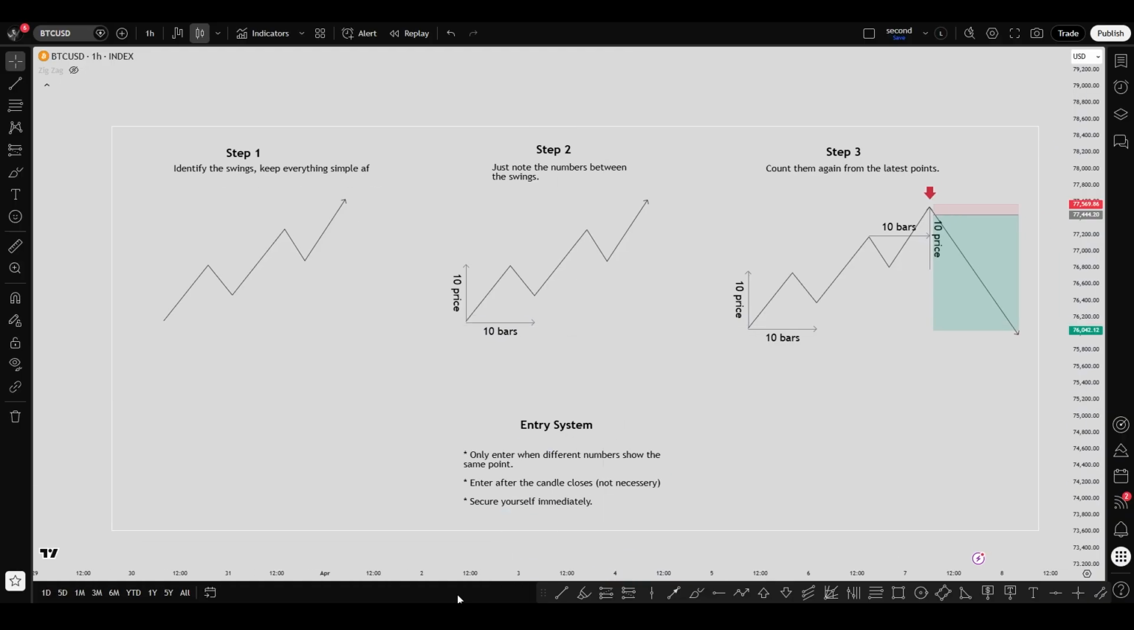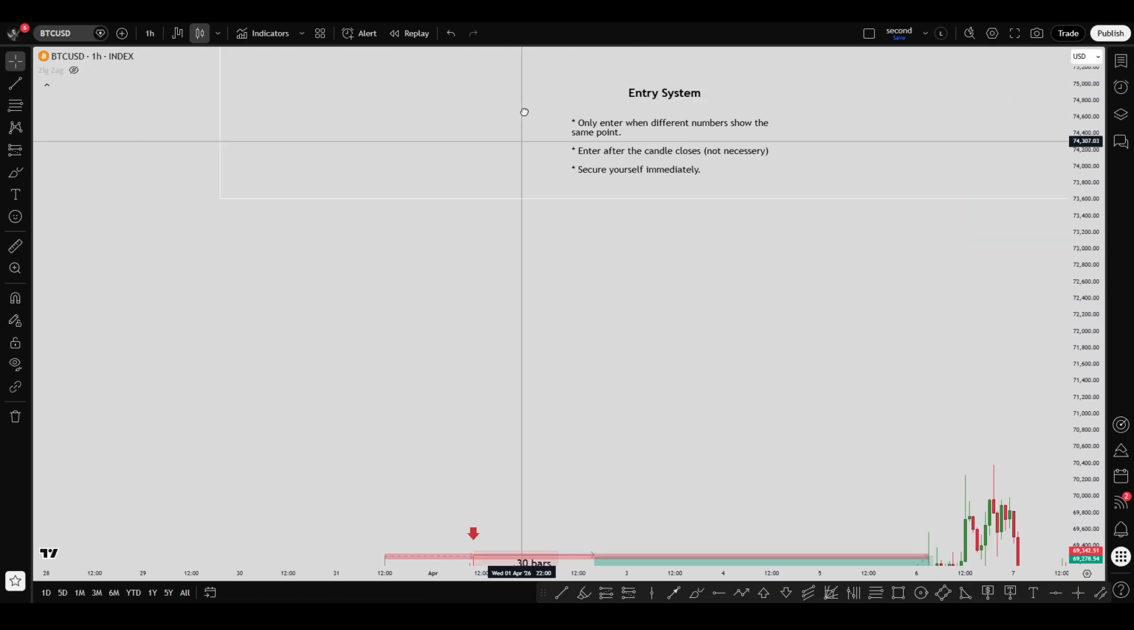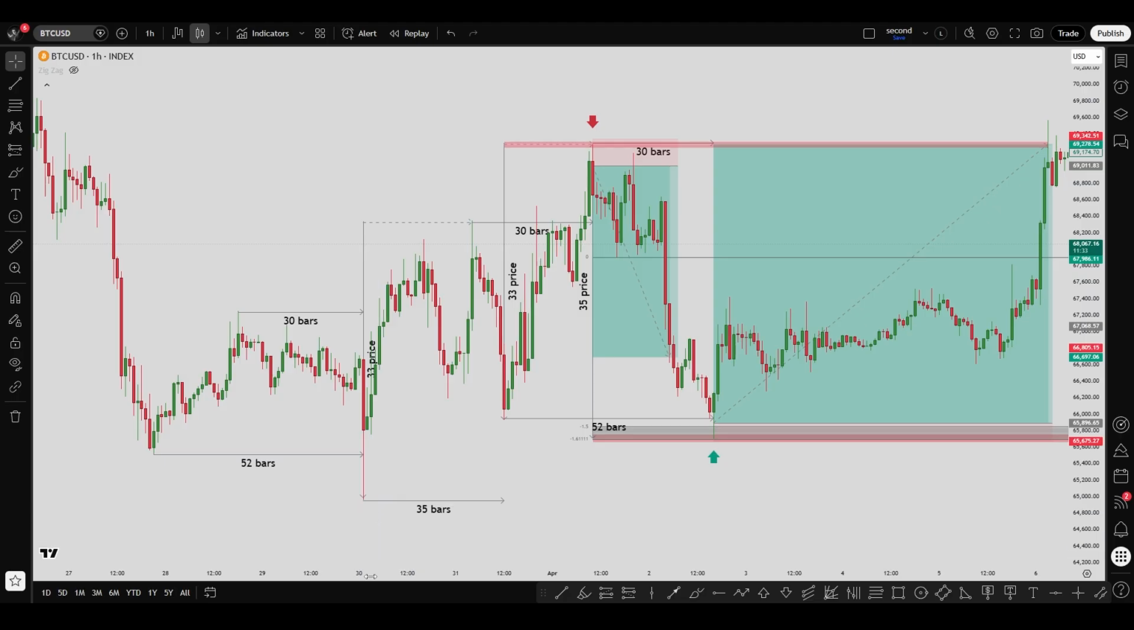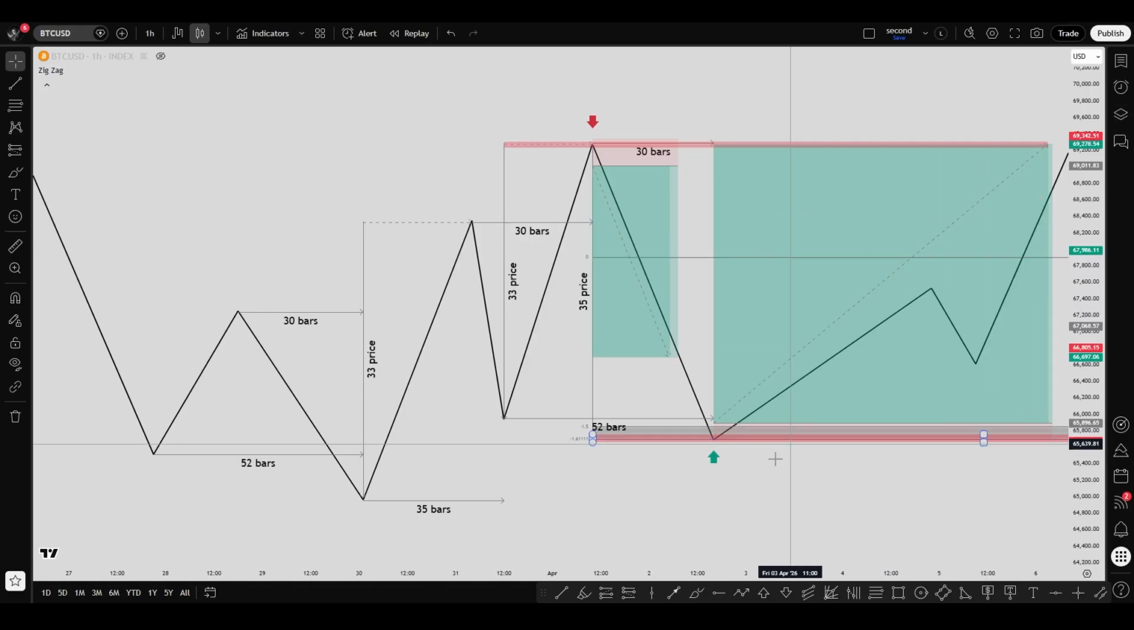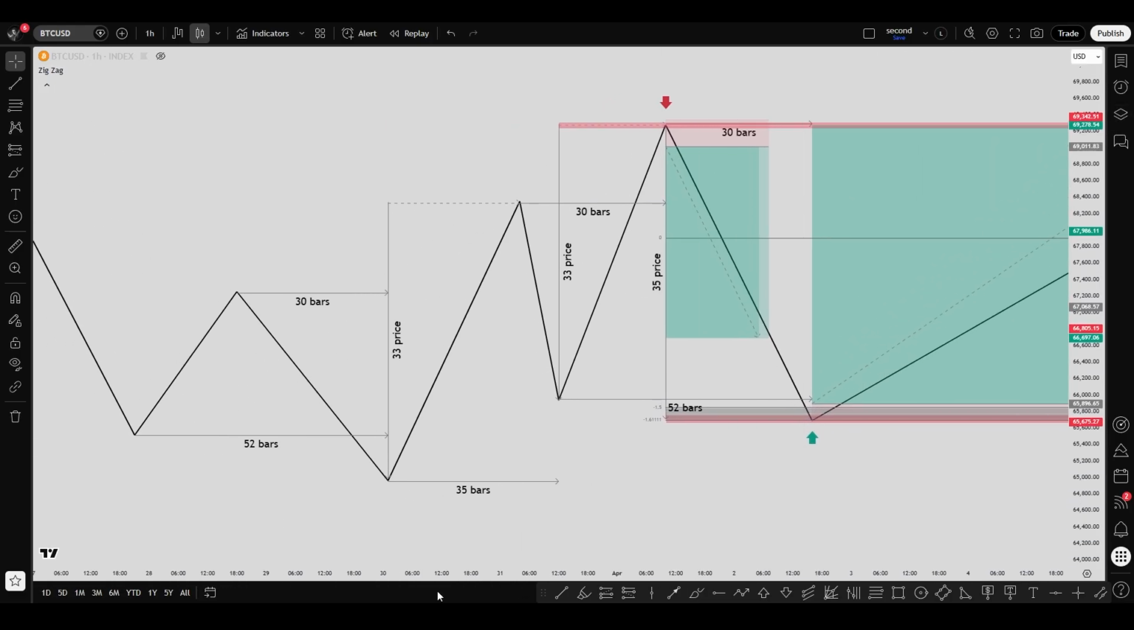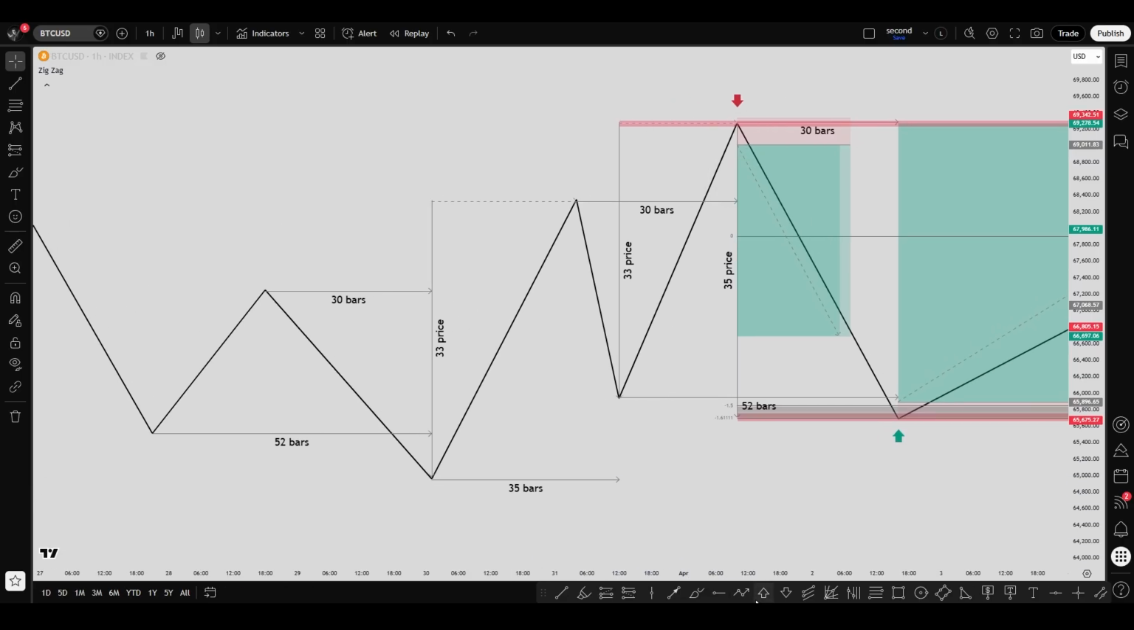when doing your analysis. So step one to do this is to identify the swings and keep everything simple. I have an indicator that I use mostly. It's called Zigzag, and you can search it up in the indicators tab on TradingView. Search up Zigzag and you will find it. It's free. When you load up the indicator, it will show you the clear swings so you don't make any mistakes. As you can see, we have our swings like this.